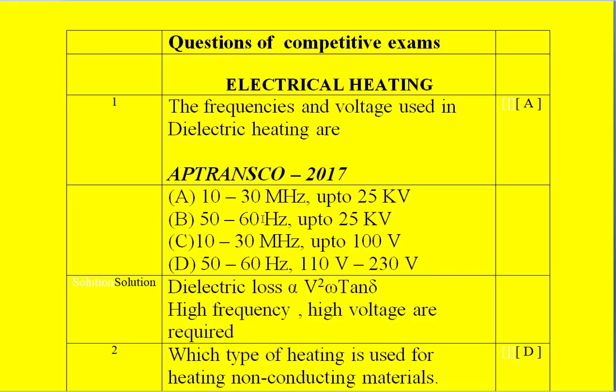B is 50 to 60 Hz up to 25 kilovolts. C is 10 to 30 megahertz, and voltage is up to 100 volts. D is 50 to 60 Hz, voltage is 110 volts to 230 volts. So the normal frequency that we use is 10 megahertz to 30 megahertz, and voltage is up to 25 kV. So the first, A, is the answer.